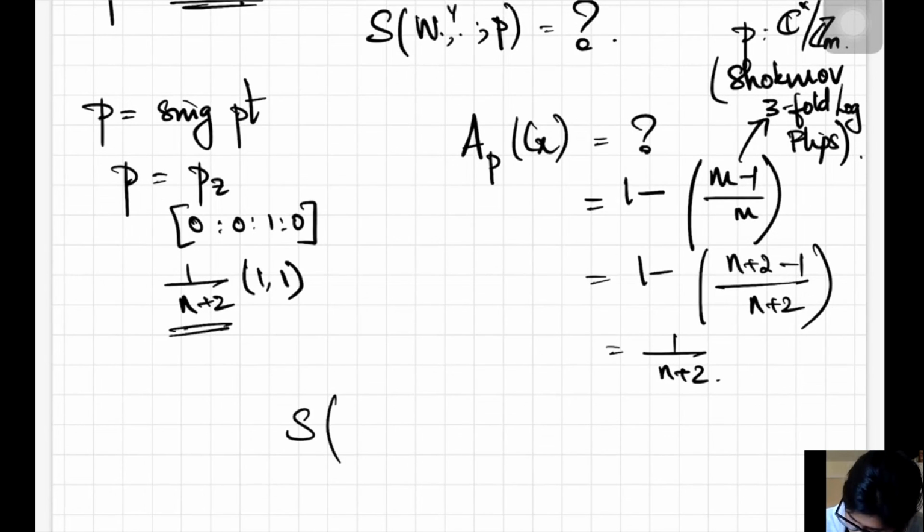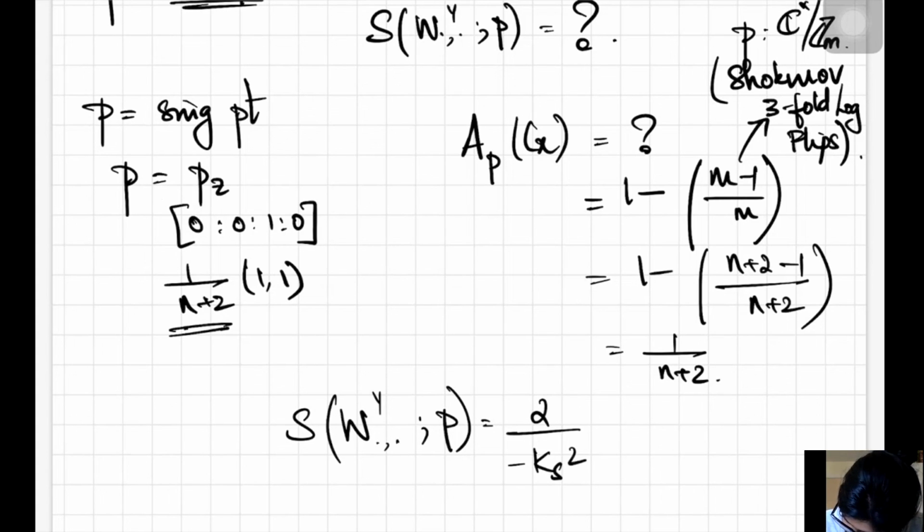And so now when we have to do this computation for S, it is very straightforward: 2 over minus Ks squared, integral from 0 to your threshold, h of u du.